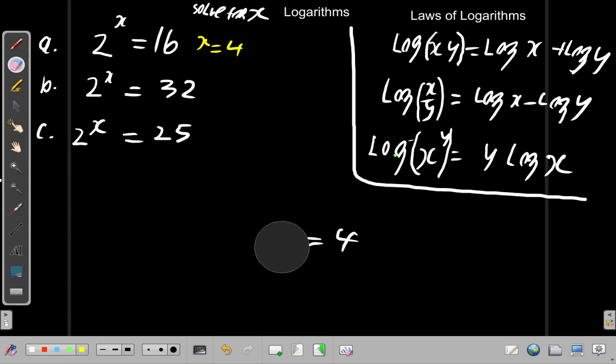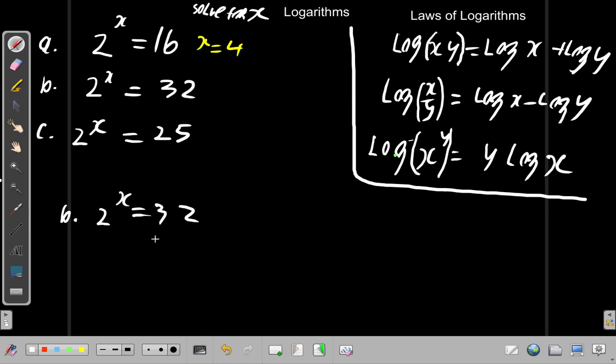Now let's see question B. What did you get for question B? Let's work it out. Question B. 2 to the x is equal to 32. You can rewrite the right hand side as 2 to a power. Since you have the left hand side as 2 to a power, you write 2 to a power on the right hand side. The question is, what does 2 raised to give you 32?